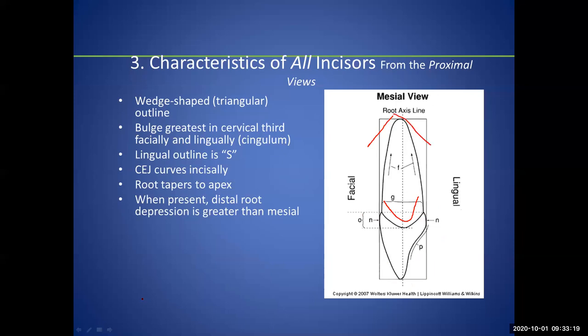And when present, the distal root depression is greater than a mesial root depression. And that is one of those generalities, if you remember that from the previous chapter on root morphology. If there is a root depression, it's generally greater on the distal. Does anybody remember what the function of those root depressions are? That increases the surface area for the PDL to attach? Yes, very good. Increases the surface area so more periodontal ligaments can attach to it.